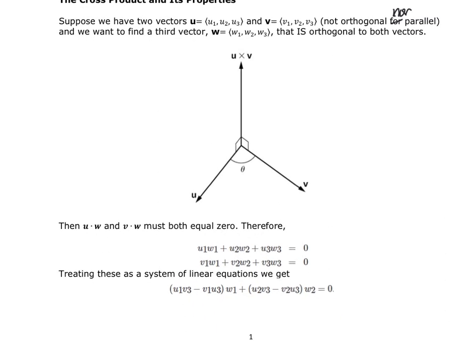What that means is that the dot product of u with w, and the dot product of v with w, must both equal 0. So we end up with this. Multiplying component by component, the corresponding components adding up, this has to hold true. Now, if we treat these as a linear system and start trying substitution or elimination, we'll get something that looks like this.